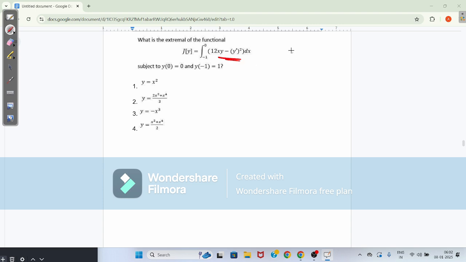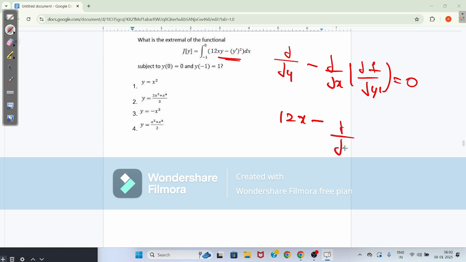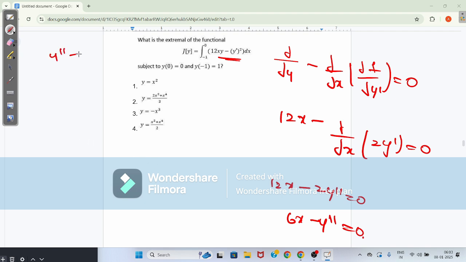Now the formula used to find this value is dou f by dou y minus d by dx into dou f by dou y dash equals 0. So this value is 12x minus d by dx into dou f by dou y dash, which gives 2y dash, equals 0. So 12x minus 2y double dash equals 0. This gives 6x minus y double dash equals 0. So y double dash equals minus 6x.